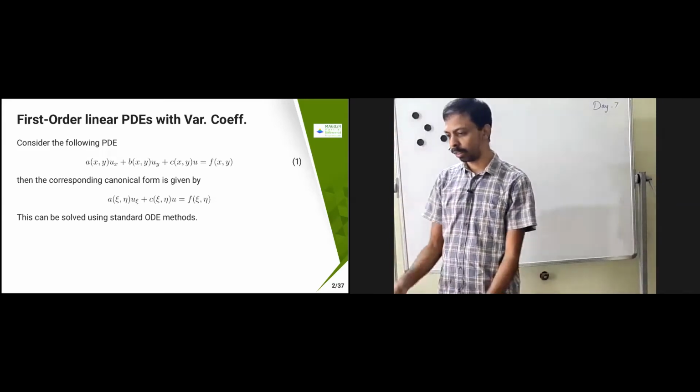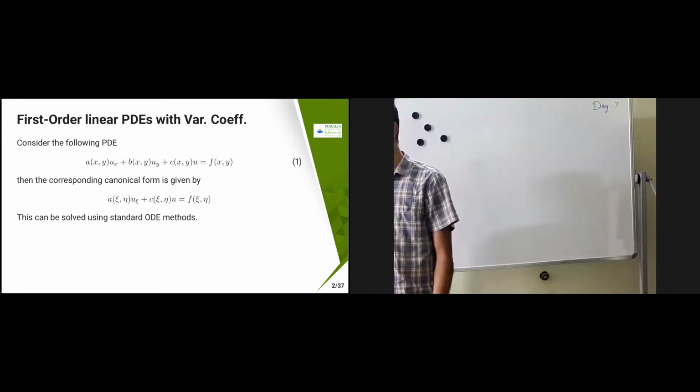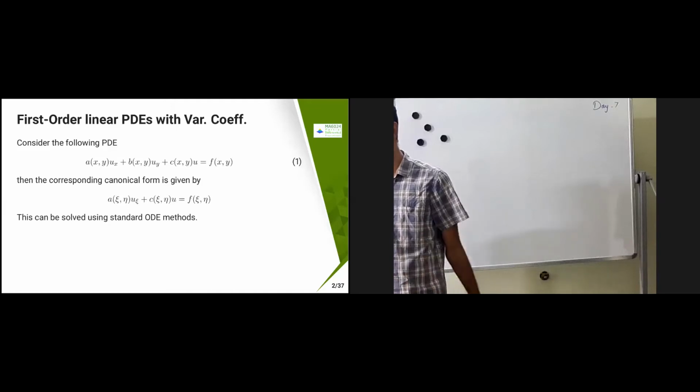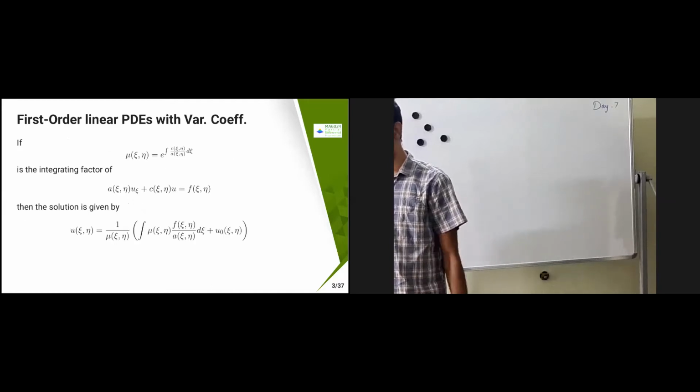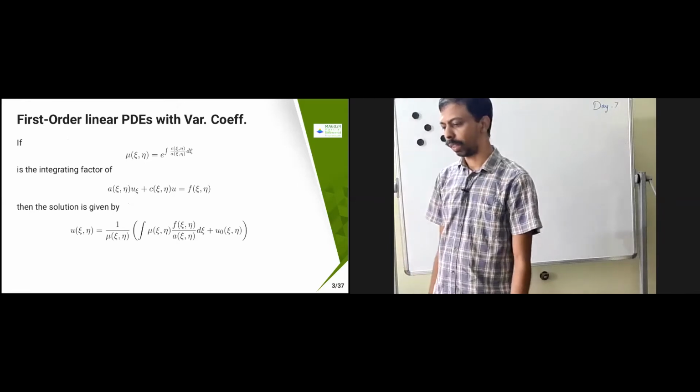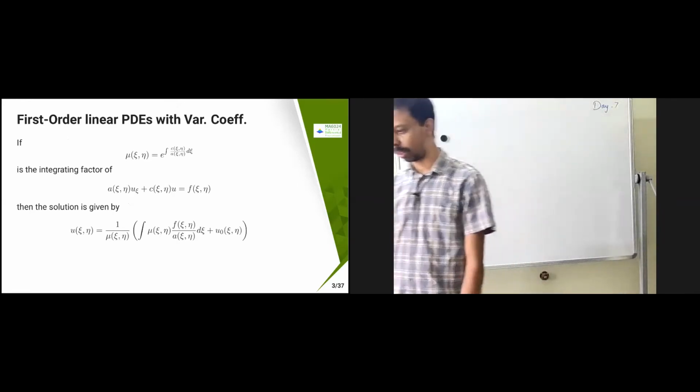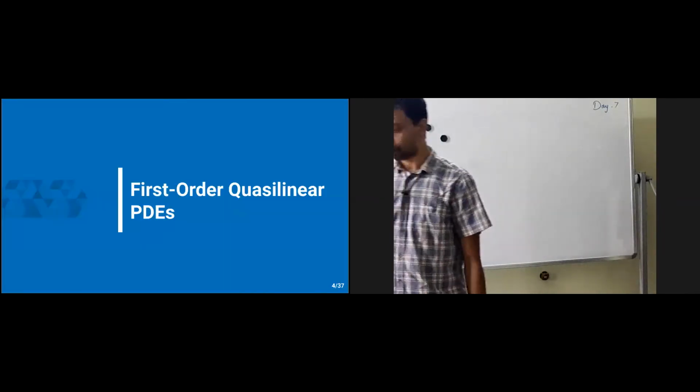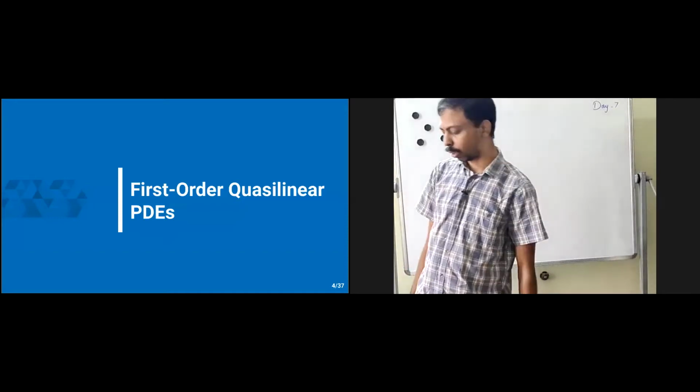Then we solved this using the standard ODE, this kind of ODE. So then we saw this using the integrating factor. Okay, so these are the things which we have covered so far. Now let's go for the first order quasi-linear PDE.